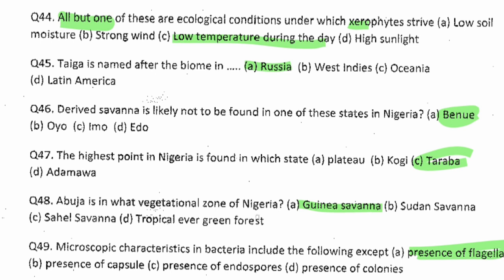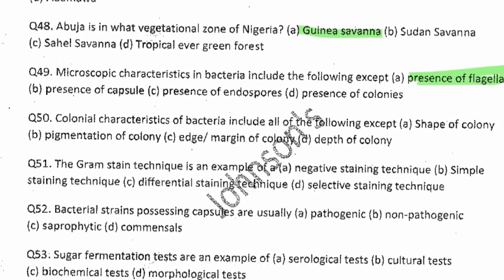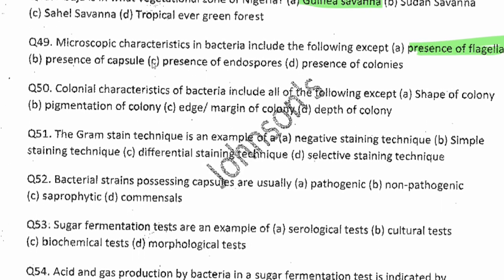Okay, so moving on. Question number 50. It says colonial characteristics of bacteria include all of the following except dash. The answer is depth of colony. We look at the shape of colony, we look at pigmentation of colony, edge or margin of colony, and depth of colony. So depth of colony is the answer to that question.